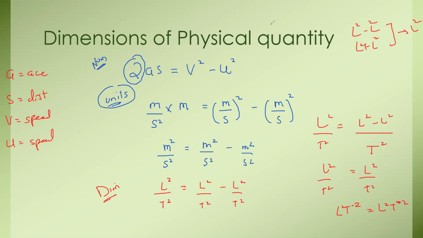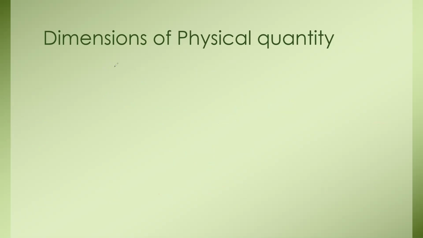Then we have another equation. S is equal to U plus A, where S is a distance, U is the speed, the initial speed or the starting speed, and A is the acceleration. You have to check whether this equation is dimensionally correct or incorrect. Solve and try, and in your answer just say yes or no. Is this dimensionally correct or incorrect?